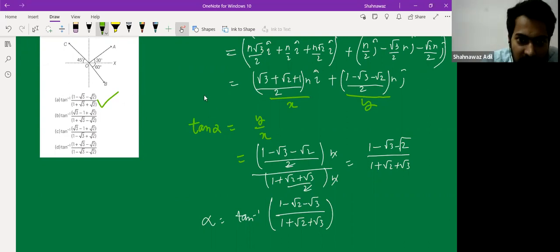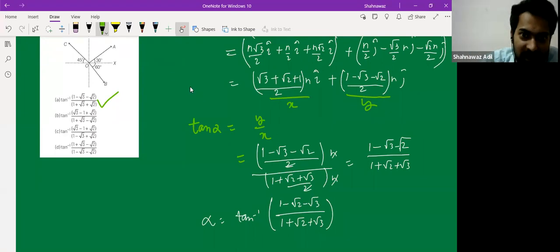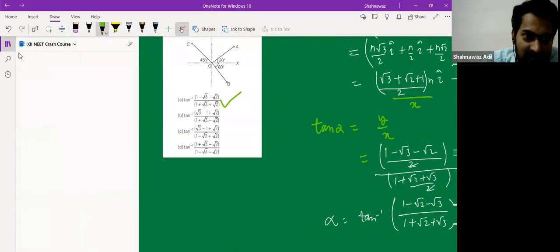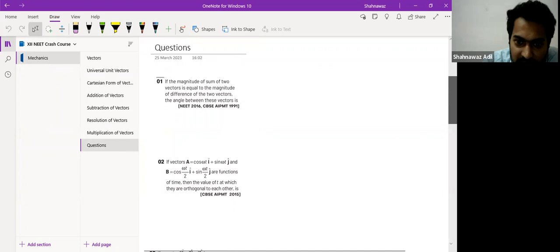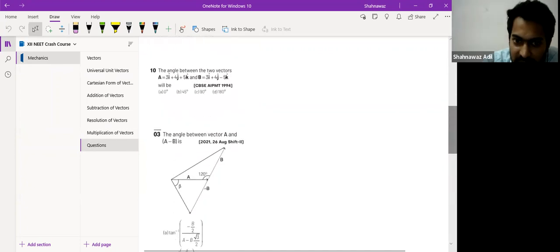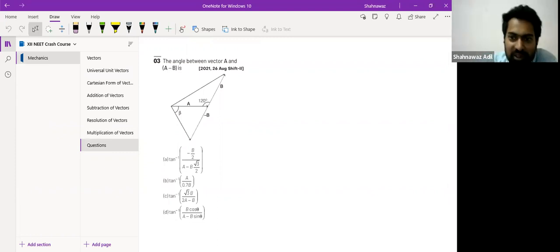So up to this point, what did we do? We did the addition of the vectors. And then we did the subtraction of the vectors. Oh, I have one more question on the subtraction. So this is the question. First, we'll try to solve this question and then we'll go to the next topic. As you recall, I am going to focus mainly on the numerical solving part. So I will give you many more questions and we will try to improve our numerical skills.